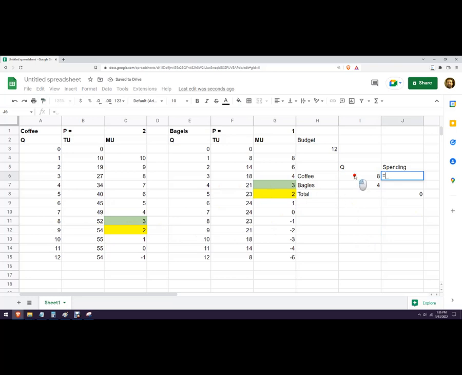So let's multiply this times the price there, and then this times the price there, and that's 20. So still too much money. Okay. Now rather than color code them, this time I'm gonna try 3 bagels and 7 coffees, and that is $17. That didn't work. There is no 5 and 5.